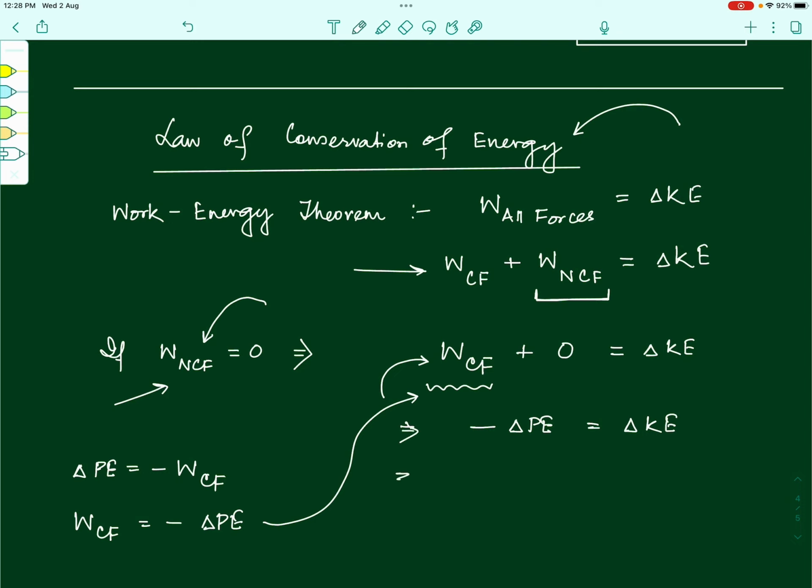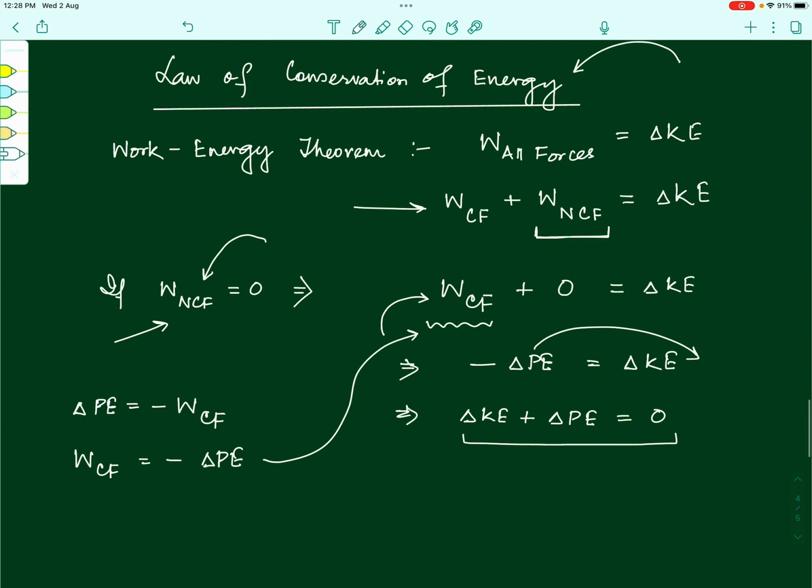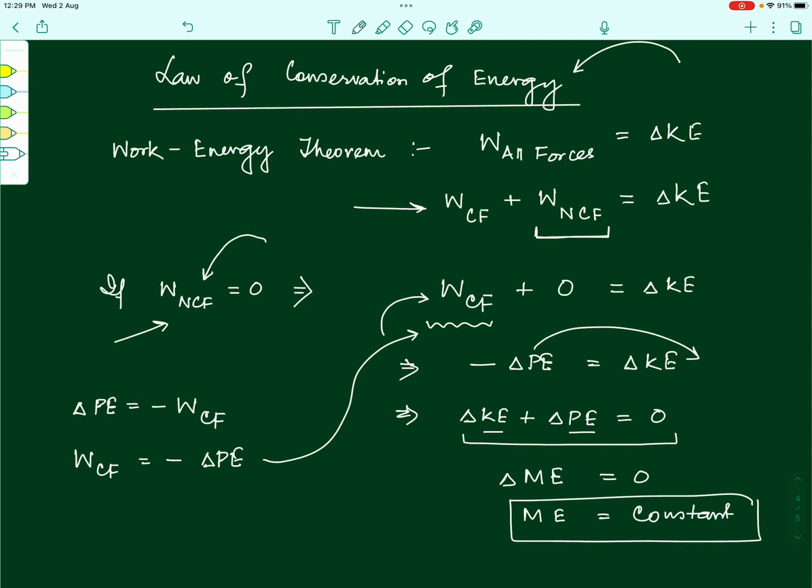And from here, this implies that the change in kinetic energy, by taking this term on the right hand side, plus the change in potential energy must be 0. And this is the law, this is the expression that we are looking for. If we combine the kinetic and the potential energy together, what we get is mechanical energy. So, this means that the change in mechanical energy is 0. Change in mechanical energy 0 means the mechanical energy of the system remains constant, which is nothing but the law of conservation of energy.